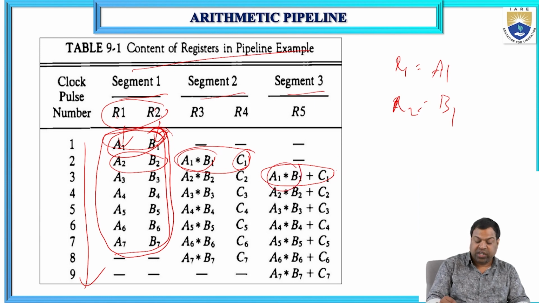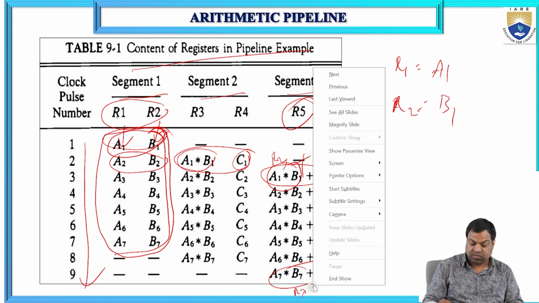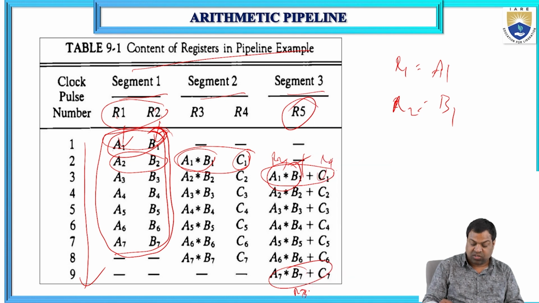So here A into B is R3, and C is R4. So R3 plus R4, that is R5. So A1 into B1 plus C1, like this, up to A7 into B7 plus C7. So R5 equals the A into B value, R3, plus C, R4, that means R3 plus R4.